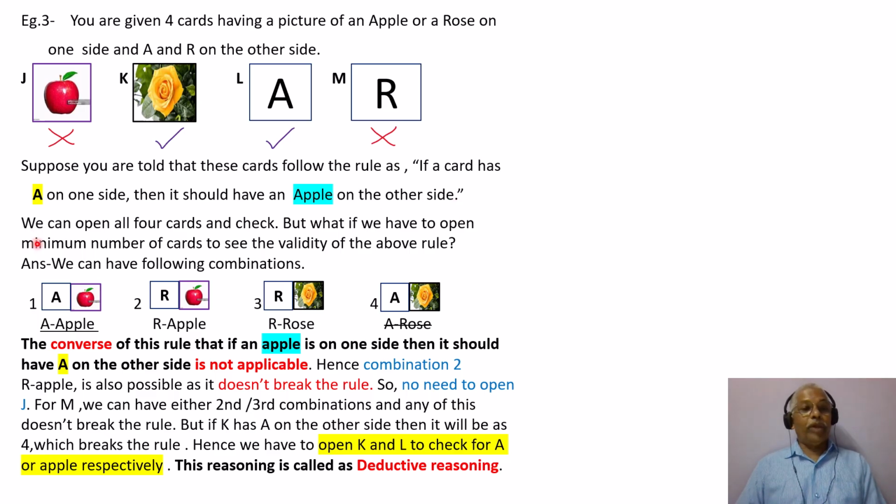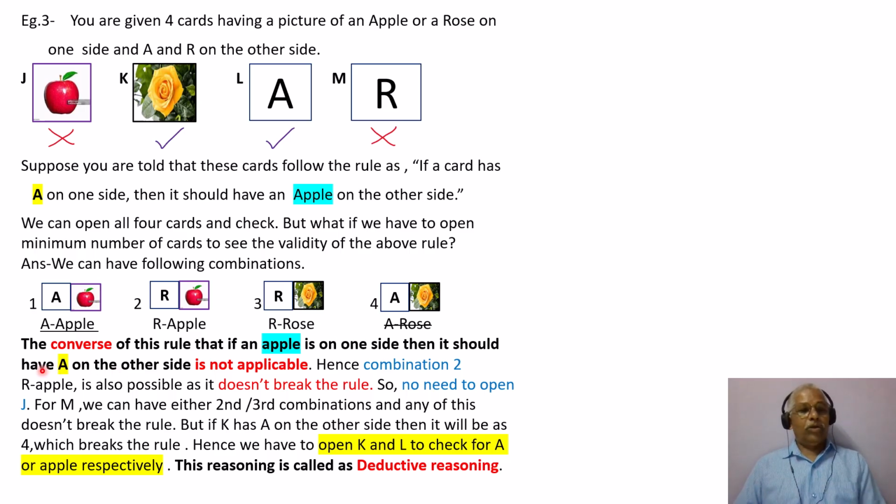Okay, we can open all four cards and check, but what if we have to open minimum numbers of cards to see the validity of the above rule? Okay, so we will be using certain logic and we'll just check what logic has been used. It's very intelligent logic. Answer, we can have following combinations. We can have A and apple, this is one side, this is another side, R apple, R rose, A rose.